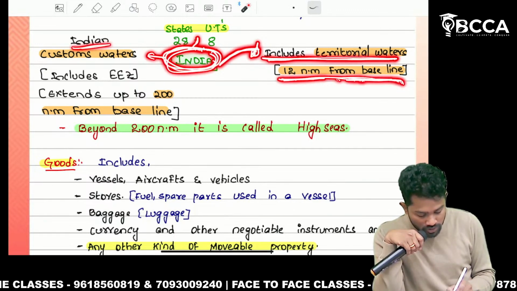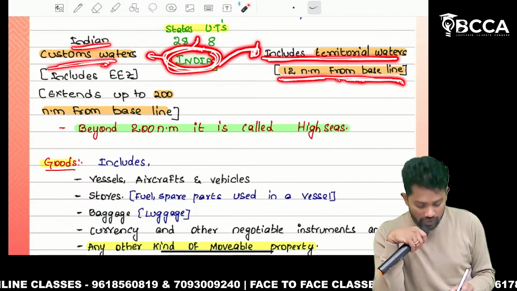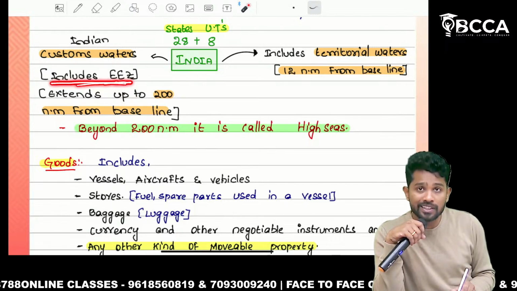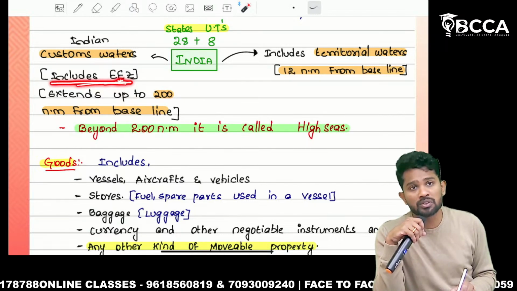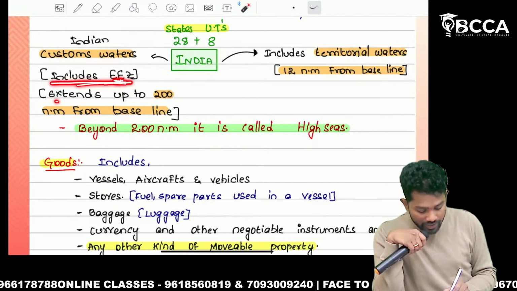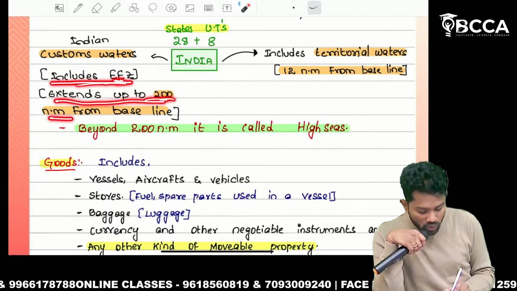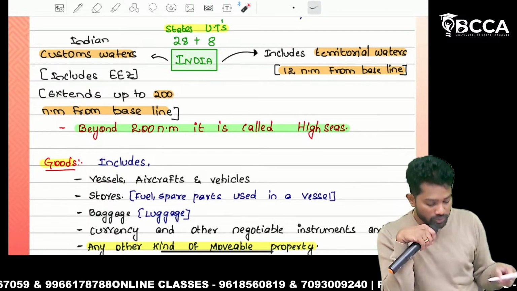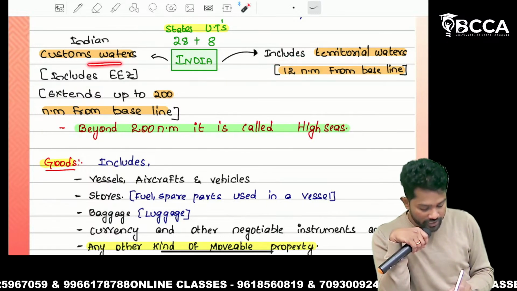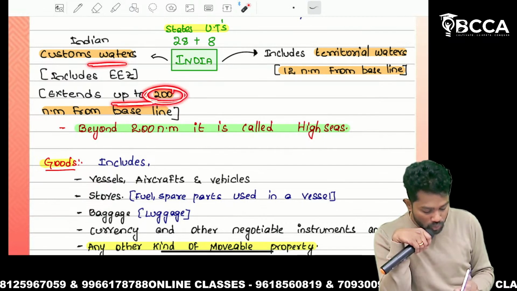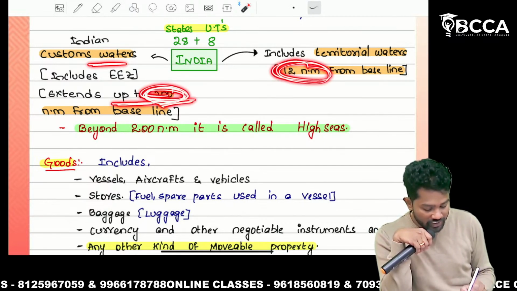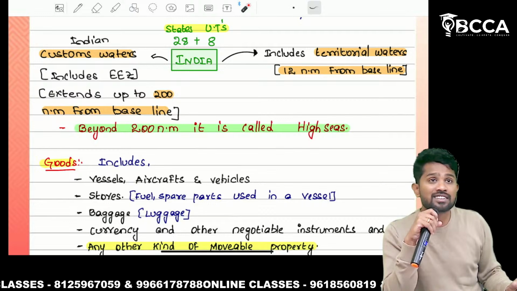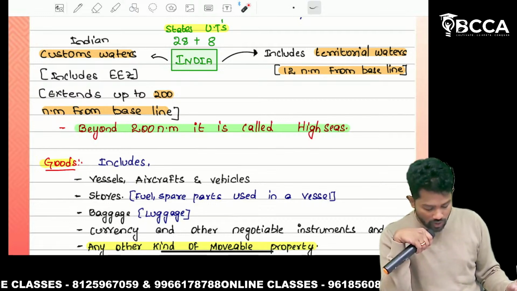India even includes its customs waters. Customs waters include the exclusive economic zone. Indian customs waters extend up to 200 nautical miles from the baseline. So Indian territorial waters extend up to 12 nautical miles, whereas Indian customs waters extend up to 200 nautical miles. Sir, these two points are important for MCQs.